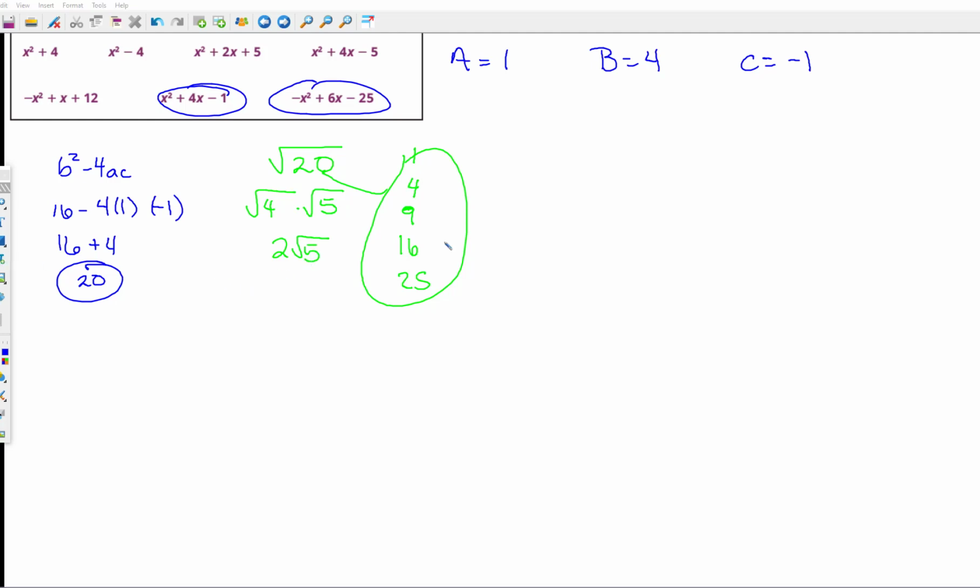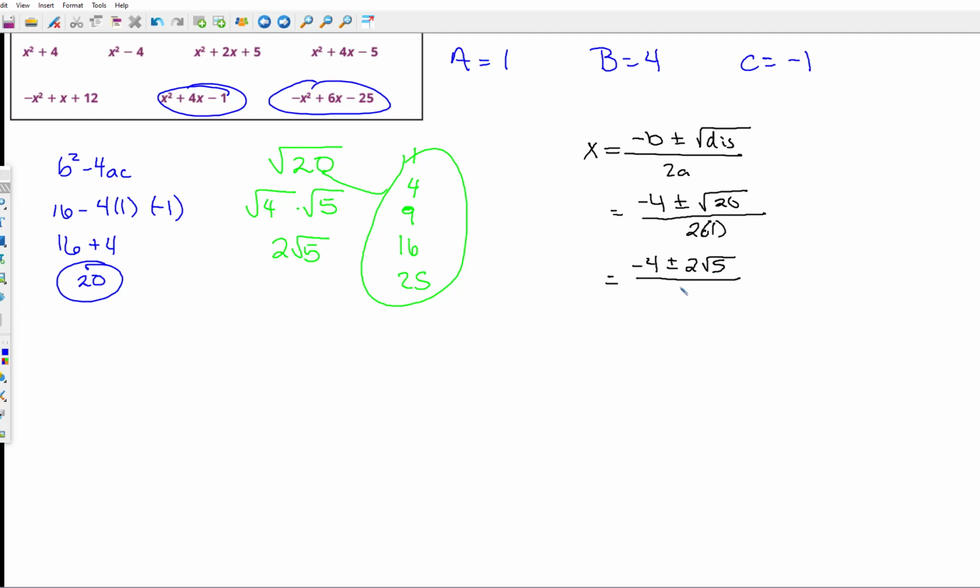So that's what our discriminant is when we actually get through it. So x is equal to negative b plus or minus the square root of our discriminant divided by 2a. So opposite of b is negative 4 plus or minus the square root of 20, which we've already simplified down over here, so I could have replaced that and just had that in that spot, over 2 times 1, which is 2. So negative 4 plus or minus 2 square roots of 5 divided by 2.